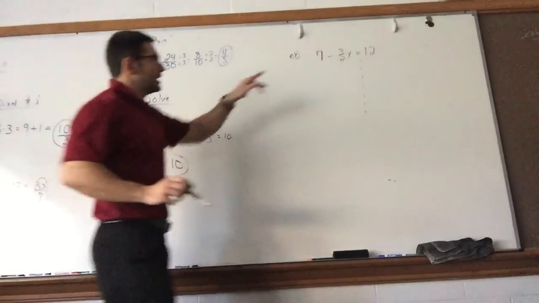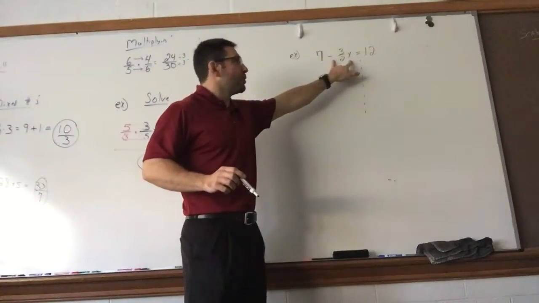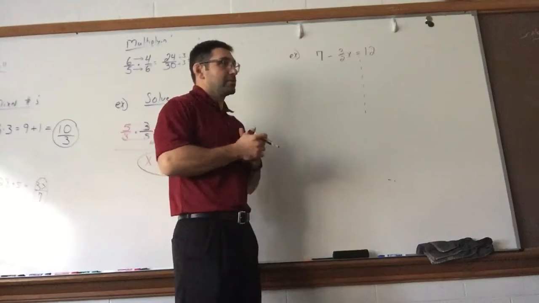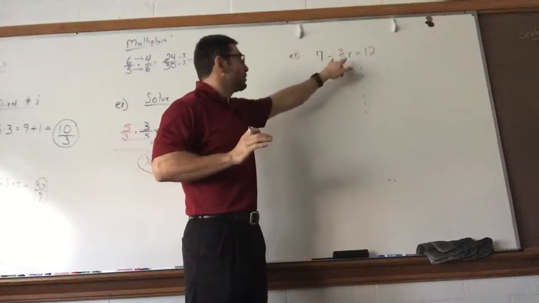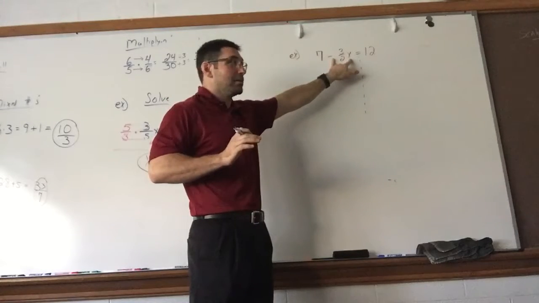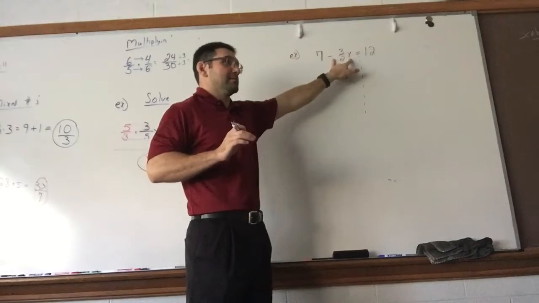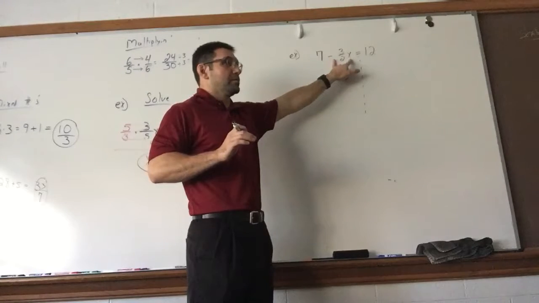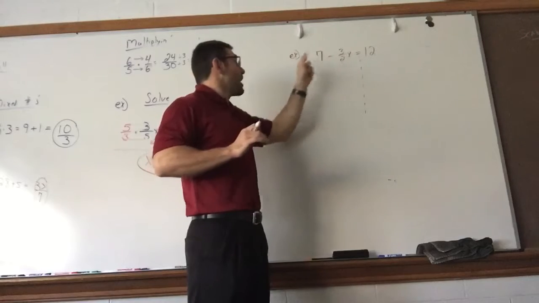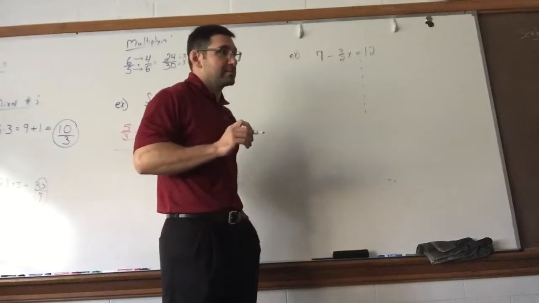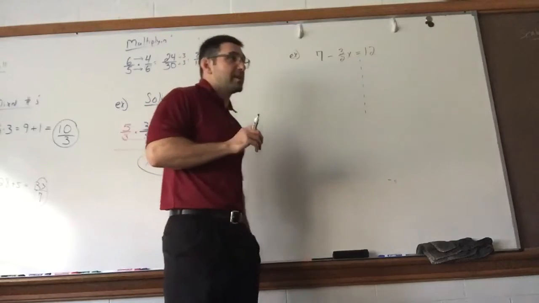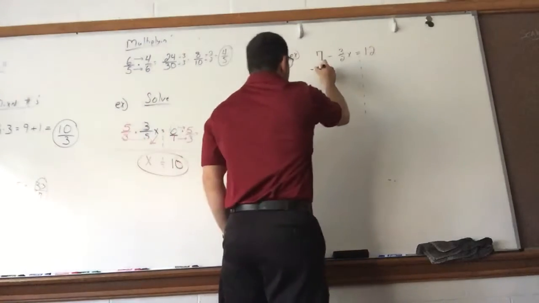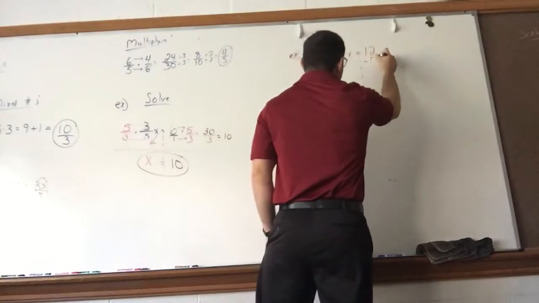So Mason, if I'm trying to get x by itself, what do I need to move first? What number's on the same side as it? What's on that left side with it? 7. So I have to move the 7 first. How do I move a positive 7, Mason? What's the opposite of positive 7? Very good. So I'm going to subtract 7 from both sides.